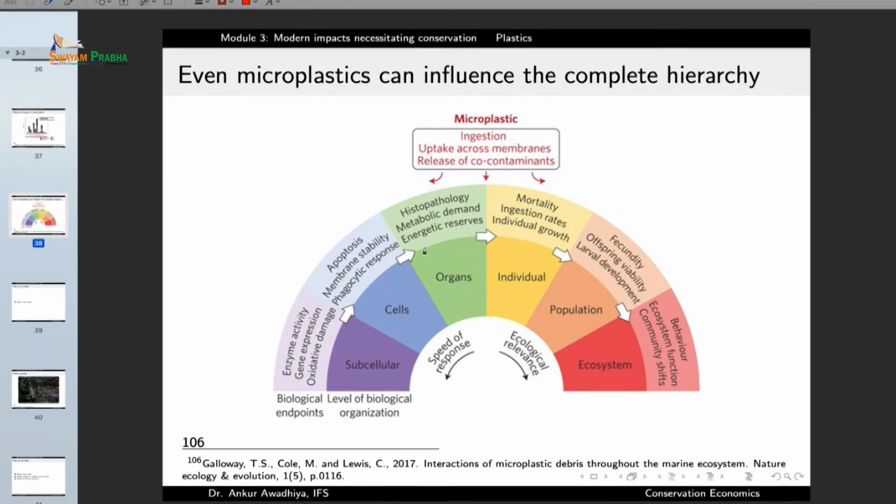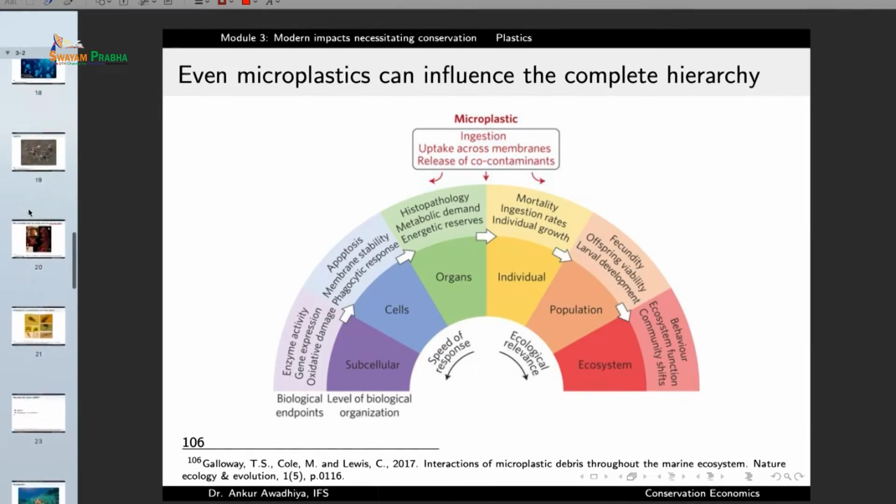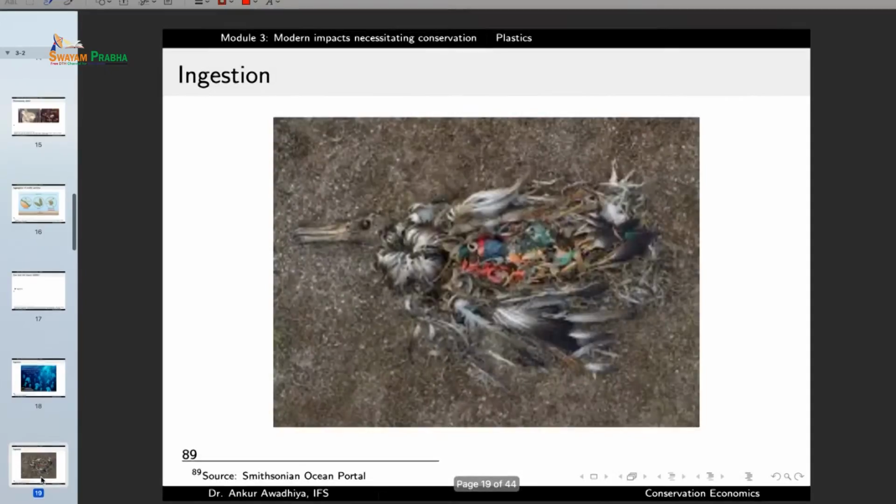At the level of population, because the individuals are now not that fit and their organs are not working properly, that will have an impact on the fecundity. It may influence offspring viability, because we have seen the case of this albatross in which the offspring viability was impacted because of the presence of plastics. And in the case of smaller organisms, the microplastics will also play a very similar role.